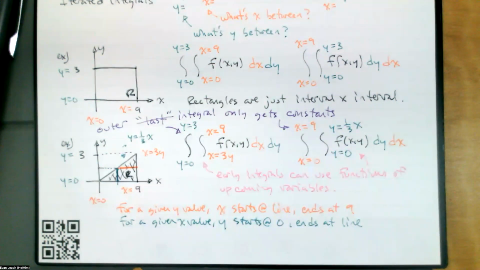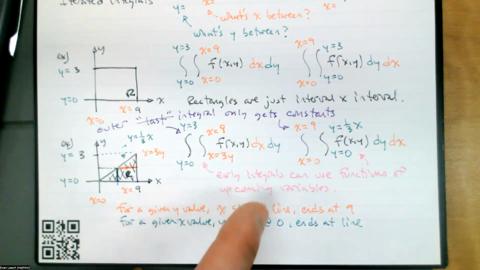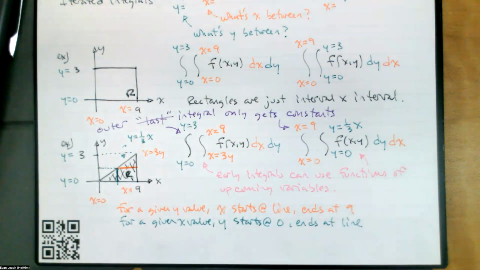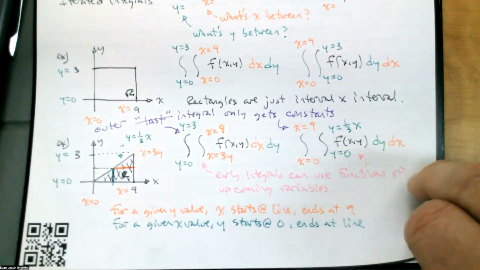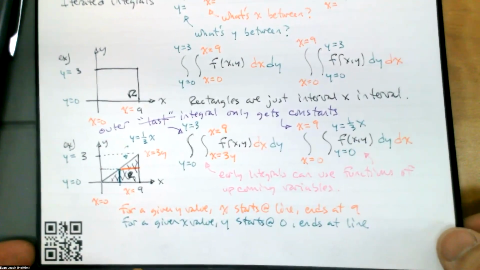Notice I said use functions of upcoming variables, as in plural, because if you're wondering if we can just extend this by another integral, then yeah, we'll just say what's x between, what's y between, and what's z between. So that first integral, the innermost integral, will be able to use functions of 2 variables. The middle integral will use functions of 1 variable. The outer integral will use functions of no variables, just constants. Any questions?